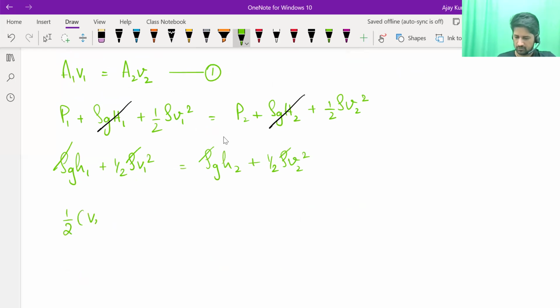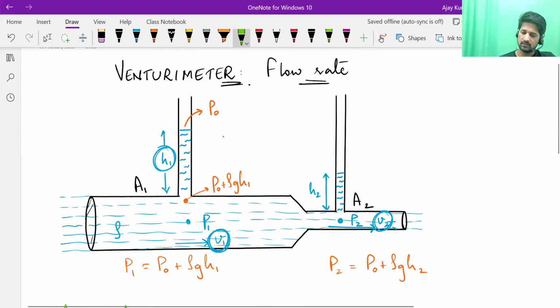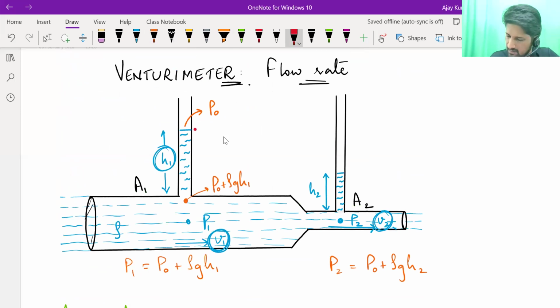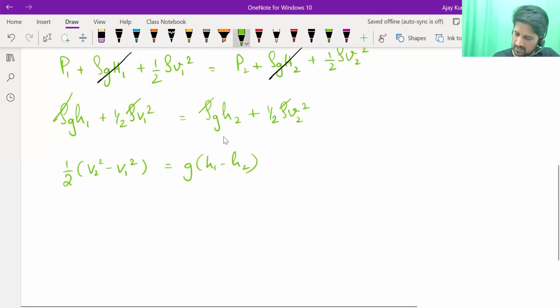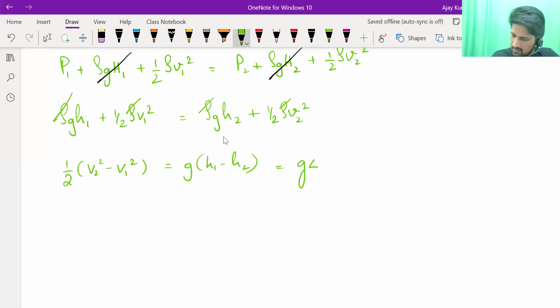So half V2 square minus V1 square is equal to g times h1 minus h2. h1 minus h2 is nothing but the difference in heights of liquid in the two straws. This level to this level, this gap is h1 minus h2. Let's call it delta H. We'll substitute that there, g times delta H. The 2 goes to that side. You get V2 square minus V1 square is equal to 2g delta H.